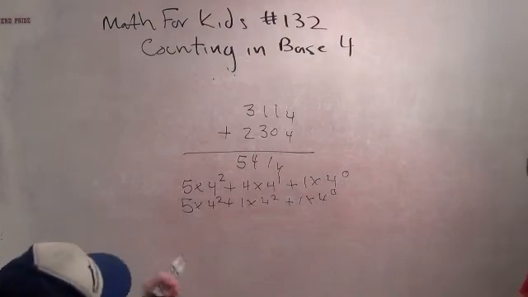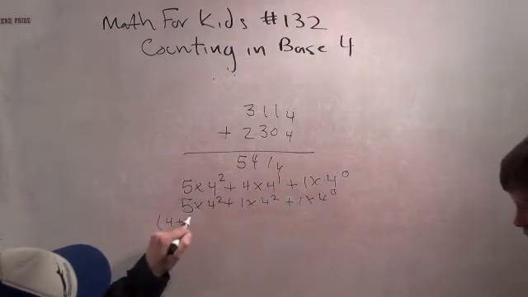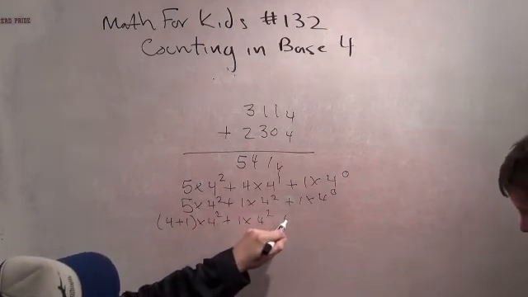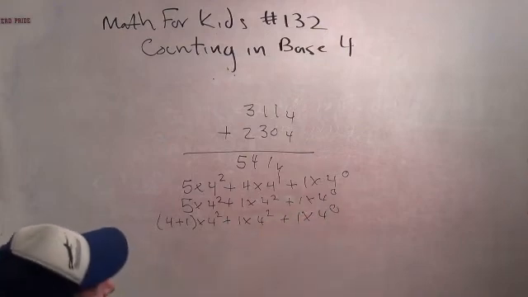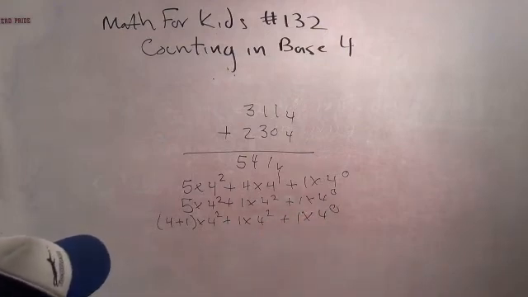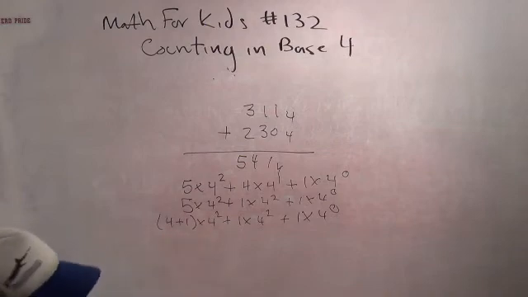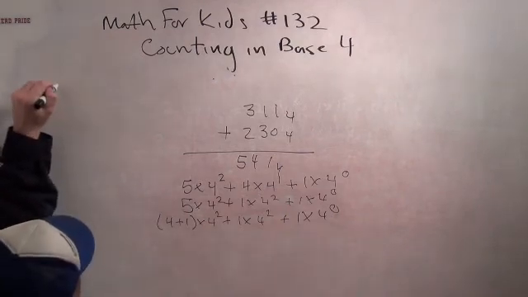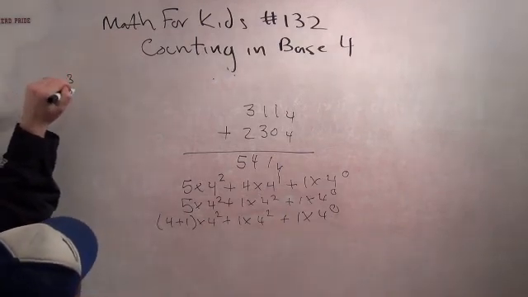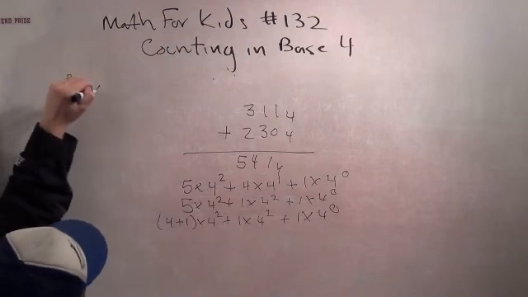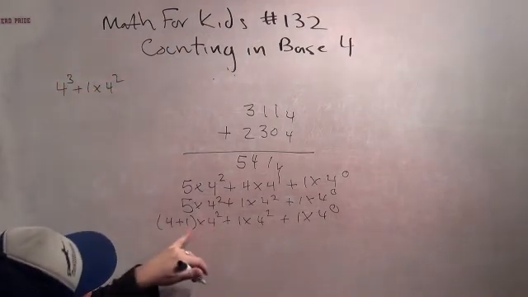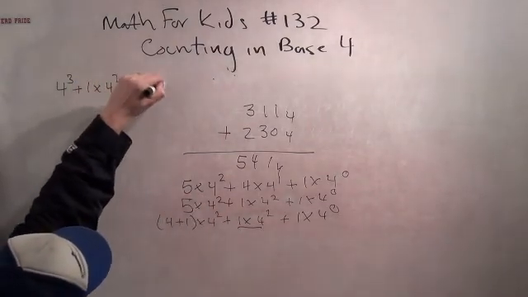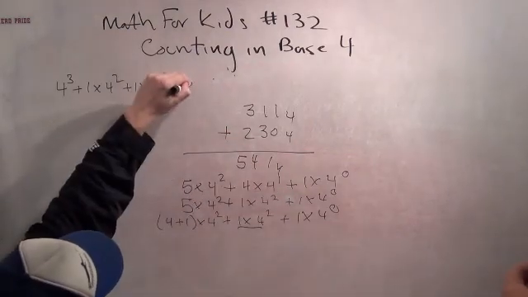Well, the 5 we can write as 4 plus 1, so 4 times 4 squared plus 1 times 4 squared plus 1 times 4 to the 0. What is 4 times 4 squared? It's 4 cubed. So this becomes 4 cubed plus 1 times 4 squared, and now 1 times 4 squared from here, plus 1 times 4 to the 0.